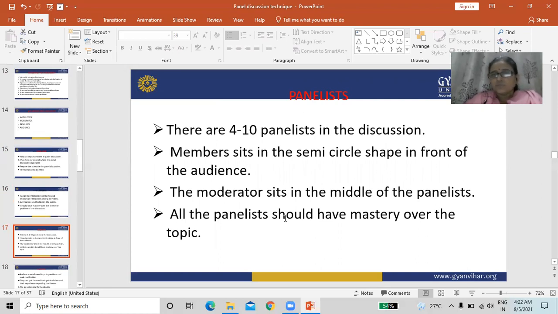So panelists play an important role in clearing the concept, in analyzing the concepts and theories. They discuss all the angles of the particular problem. So for knowledge purposes, the panelists play an important role.